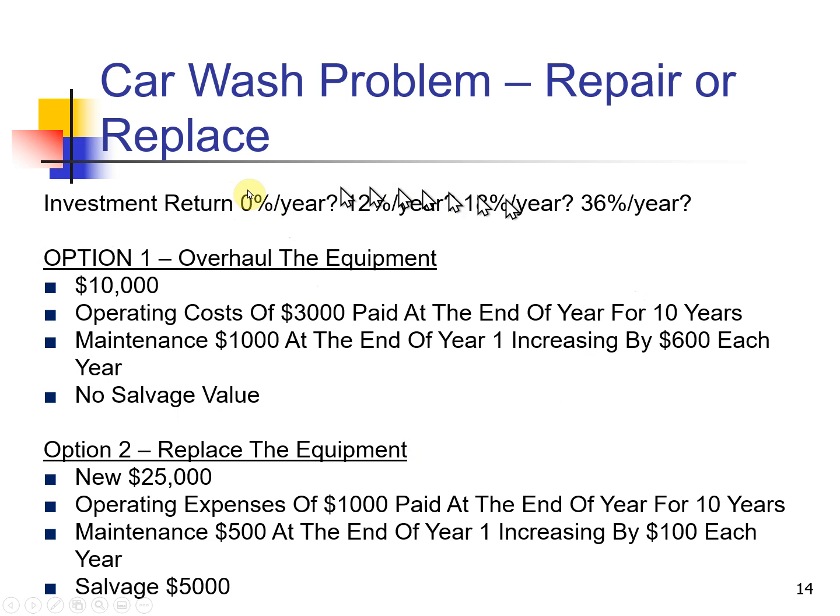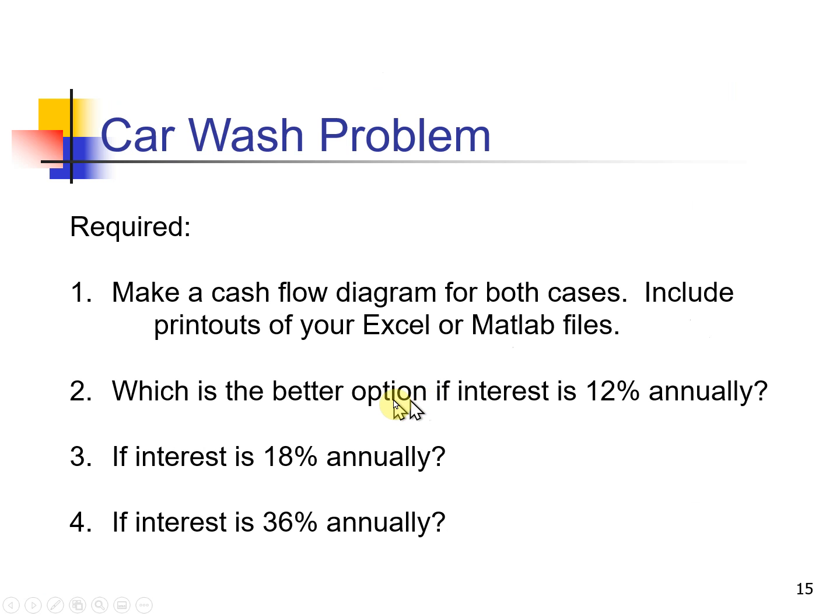Here's another option: repair or replace, overhaul the equipment. And here's the problem: how much your maintenance is. It doesn't have any salvage value. Overhaul it, and if 12% is the minimum acceptable rate of return, what would you do?